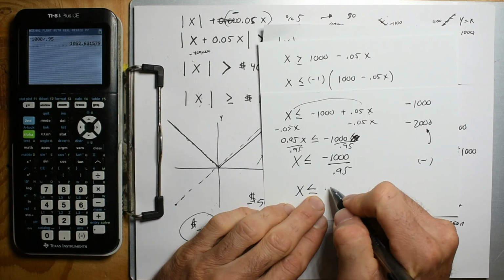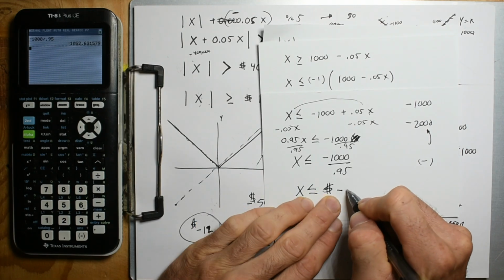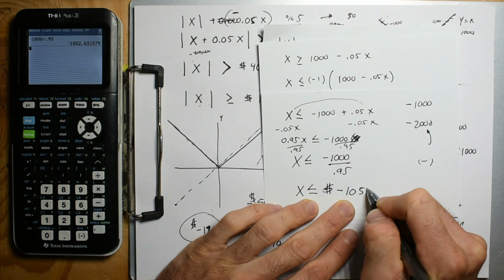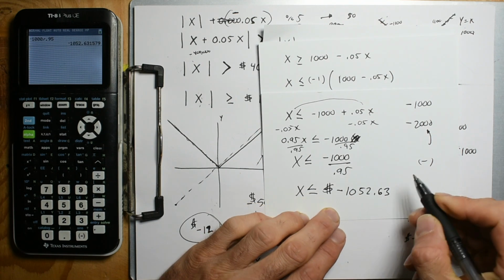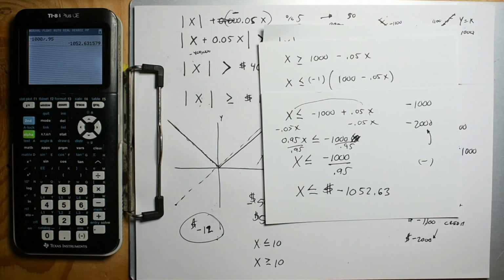So my bill, if I pay with a credit card, is going to be $1,052.63.